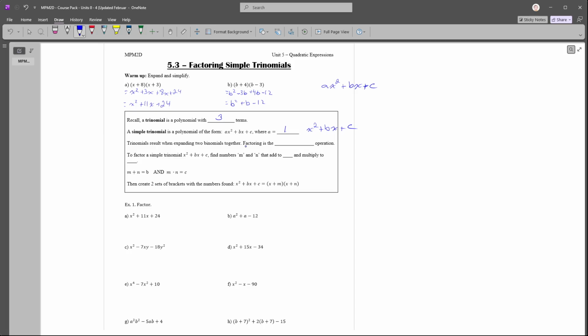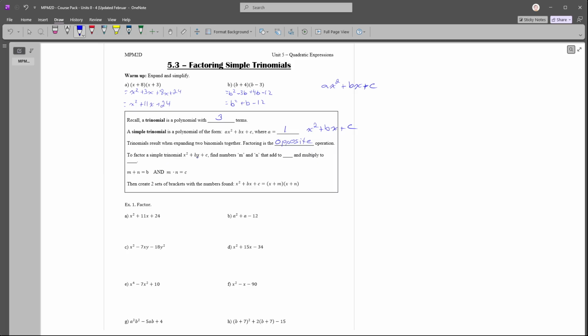Now, trinomials occur when we expand 2 binomials together, as we showed up here. We had x plus 8 times x plus 3, and we ended up with x squared plus 11x plus 24. Factoring is the opposite operation. So that's where we start with our trinomial, and we want to take it back to its two binomial forms.